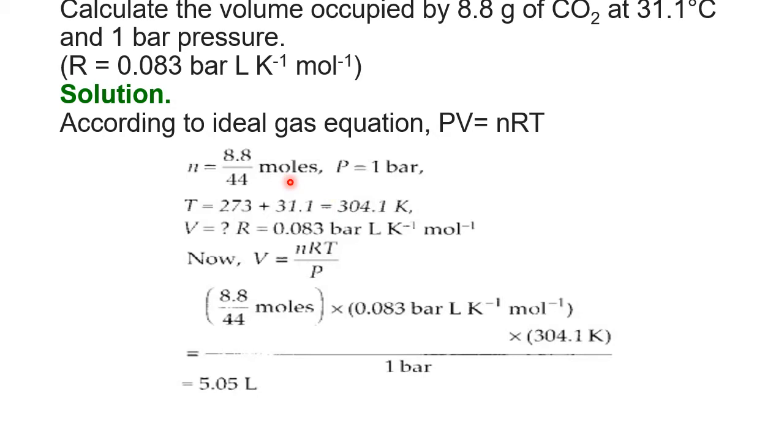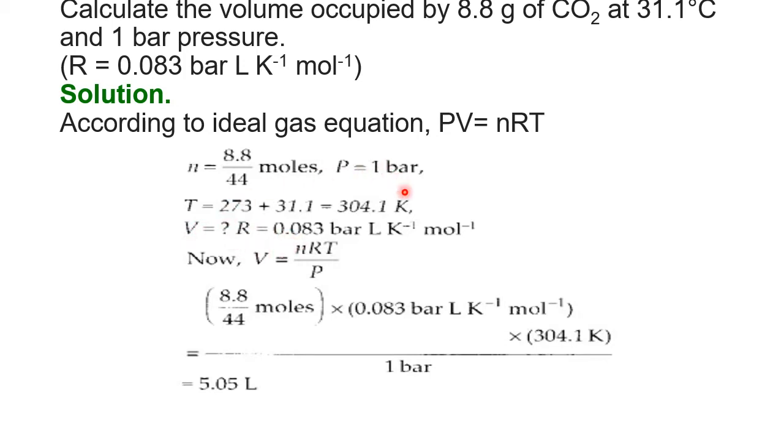Okay, right. What is the pressure? 1 bar. Temperature? How much temperature? If it is not given, it is taken as 273 Kelvin. So here he has given 31.1 degree centigrade. That means you have to add 273, which is equal to 304.1 Kelvin. So R equal to gas constant already given. So we have to calculate the volume occupied.